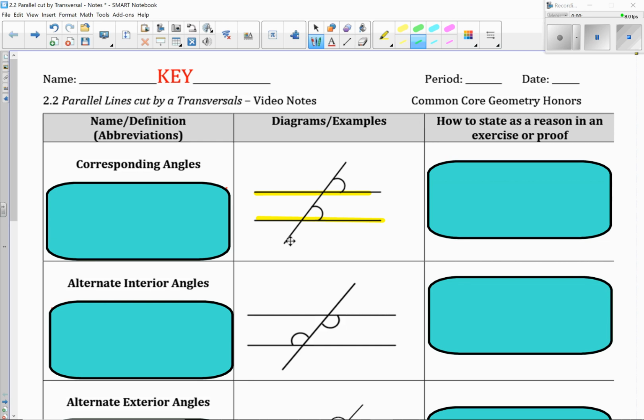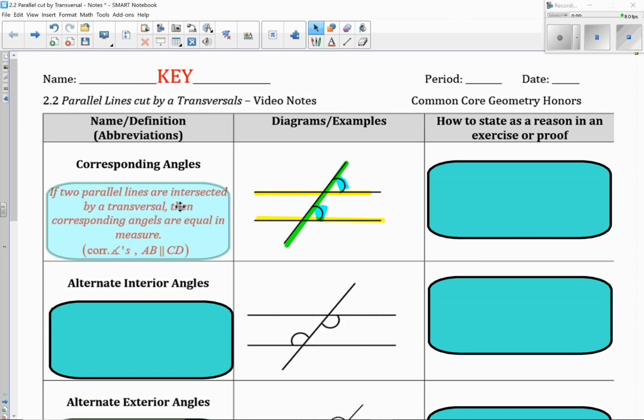This third line here, this would be a transversal, and that's a line that intersects two parallel lines. So when we have that condition, we get different types of corresponding angles. So in this first one here, we've got this angle here, and over here, we've got this angle as well. Those are called, in this first example, corresponding angles. So in this one here, if two parallel lines are intersected by a transversal, then corresponding angles are equal in measure.